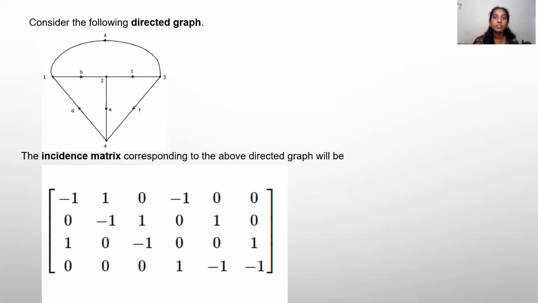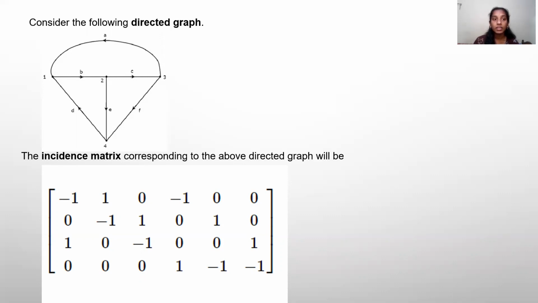Selecting one node, we'll select the first node. At the first node, branch current A is moving towards the node, so the value of that element will be minus 1. At node 1, branch current B is moving away from the node, so the value of that particular element will be plus 1. At node 1, branch current C is neither moving towards the node nor moving away from the node, so the value will be 0.